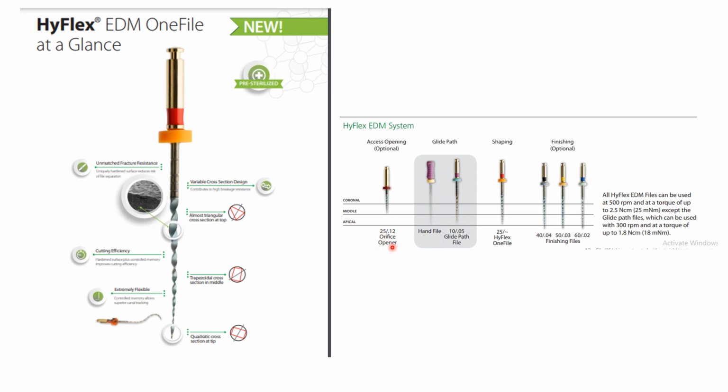And if we look at how to use these files, first of all you have to use an orifice opener, then you have to use your hand files for making the glide path, or you can use your 10.5% glide path file. Then this single file is used for shaping the canal, which is the 25 HyFlex 1 file. And if you want to prepare your canal further, you can use finishing files, that means files of 44%, 53% taper, or 62% taper. But usually it is a single file system, so you can stop your preparation if your canal is not that wide.